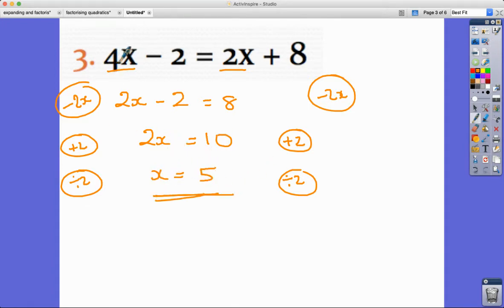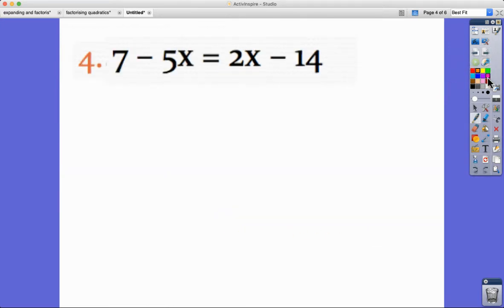Let's check it. 5 times 4 is 20. Minus 2 is 18. 2 times 5 is 10. Add 8 is also 18. Correct. Okay, let's have a look at the next one. This time we've got negative 5x and 2x. So we ask ourselves the same question. Which of those two coefficients is the lower of the two? And it's minus 5, isn't it? So we're going to do the inverse of minus 5x, which is to add 5x.